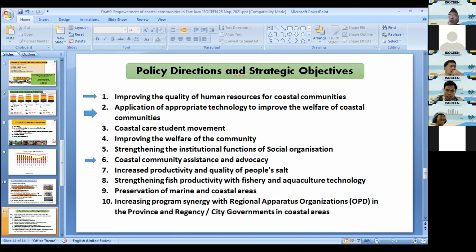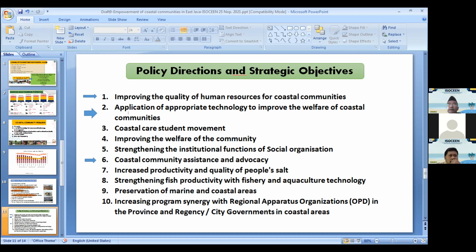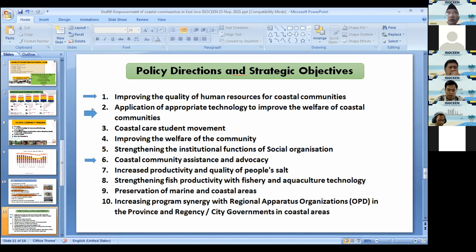I know that people in coastal areas need to be helped. That's why I make the big arrow in this number 2. Then number 3, the coastal care student movement. We can ask the children to go to the university and to have that community, something like that.